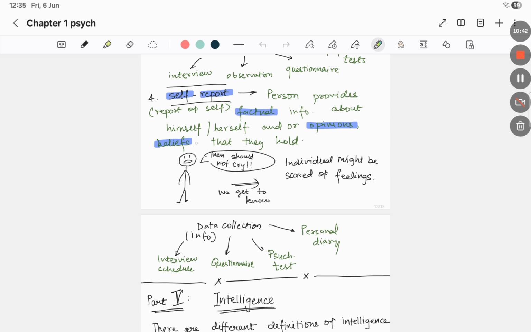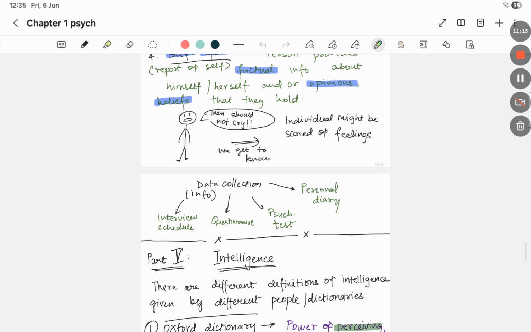So let's take the example of a guy who thinks men should not cry. Obviously, I am not in support of this opinion, but this is just a belief that this guy holds. So from this we get to know that this individual might be scared of feelings, of his own feelings. That is why he thinks so. So self-report is again what? It is when a person provides factual information about himself or herself and or opinions or beliefs that they hold, based on which we get to know a lot about that person, right?